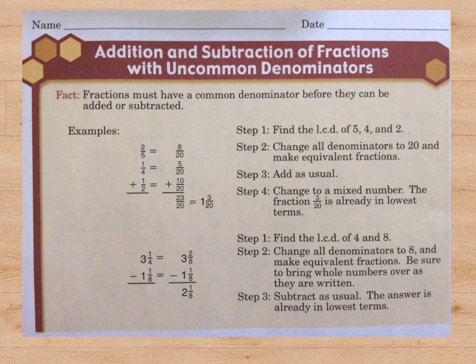Well, what does 5, 4, and 2 all go into? It's 20. 5, 4, and 2 all go into 20. So the first step was figuring out what the LCD was. And then they changed all the denominators to 20, which we just circled. 20, 20, 20.